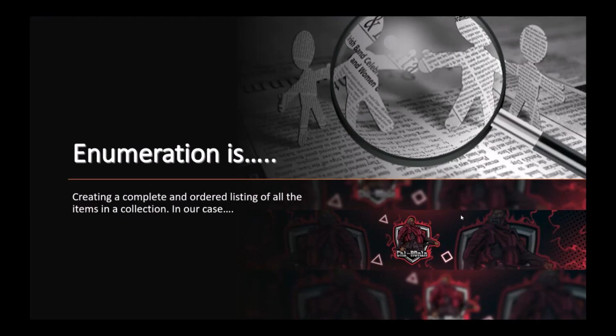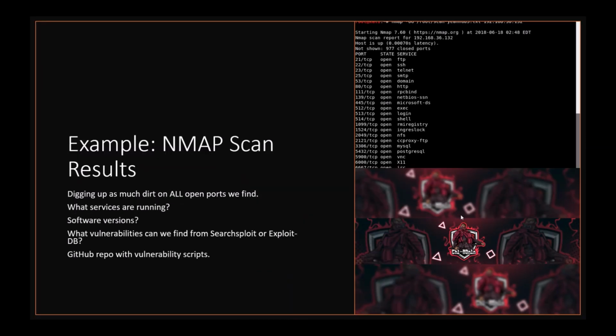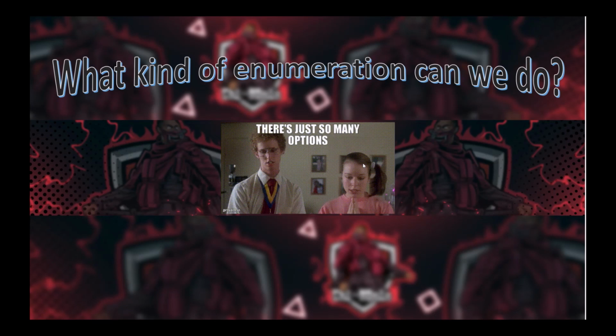So moving on. Enumeration is creating a complete and ordered listing of all the items within a collection. In our case, digging up as much dirt as we can on all of the open available ports that we can find. There are a lot of questions we have to ask ourselves when we perform enumeration: what services are running, and what versions are they? Are there software versions? What bugs or vulnerabilities can we find from either Searchsploit or ExploitDB or any other page? And if we Google search, are there any GitHub repos with vulnerability scripts?